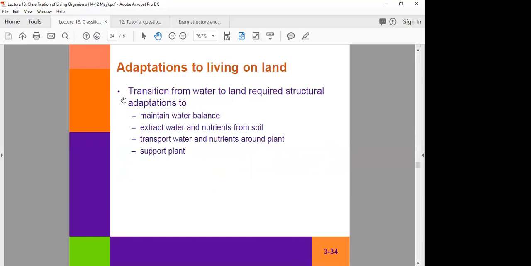So the transition from water to land required certain structural adaptations, mostly in the area of maintaining water balance, but also to enable plants to extract water and nutrients from the soil. They needed to develop ways of transporting water and nutrients around the plant. And of course, this would enable plants to become larger over time, and also a means of supporting the plant, also enabling plants to grow much larger.